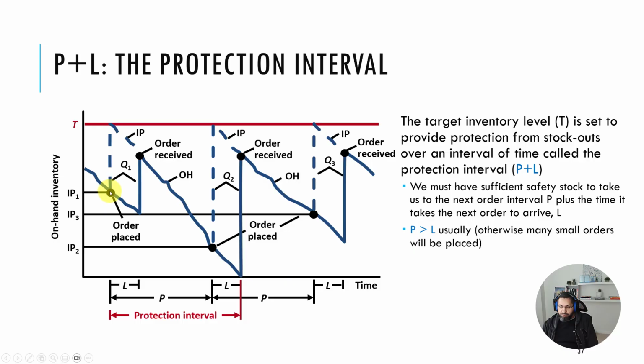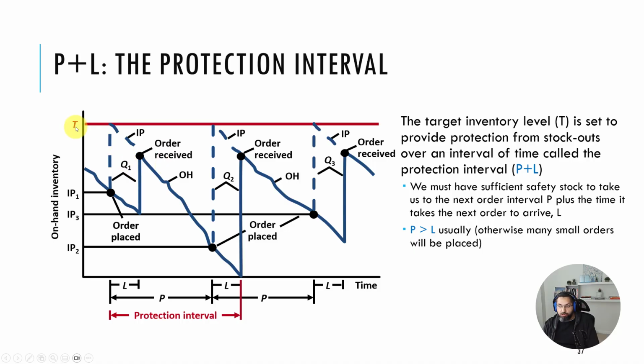Whatever order we place today is going to arrive after L days. But other than this Q1 order, because we have to factor into the Q1 order the safety stock we need. So Q1, the quantity Q1, is based on the target level T, and T is based on the safety stock as well. So when we're thinking about figuring out T, we have to realize in any given order quantity like Q1, what do we need to include?